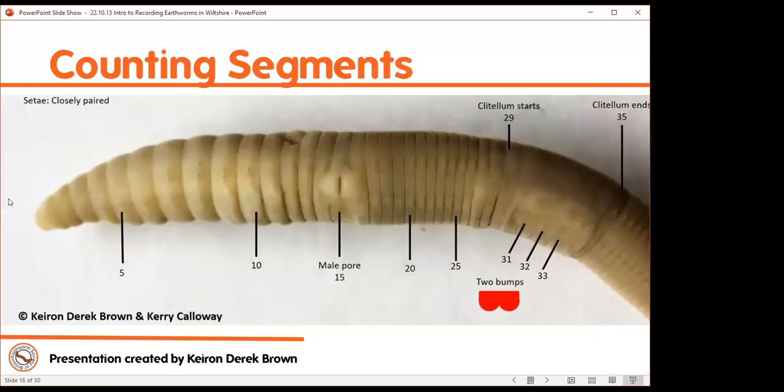When you're counting, you always start at the head, and then you count along and you note down what number different features there are and what shape they are. So this is an example of a species which we call Aporrectodea caliginosa, really common. And here I've marked on the features so that you can see what we'd be looking at.